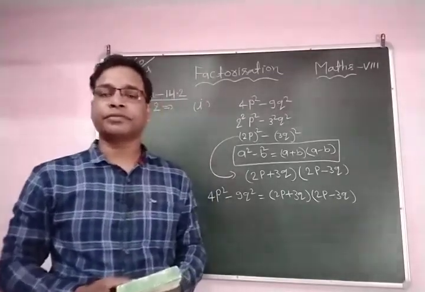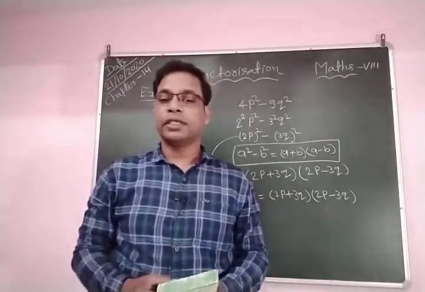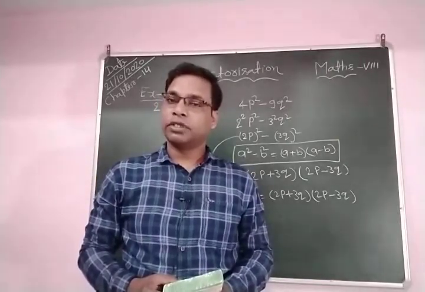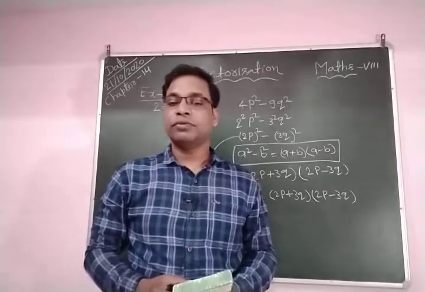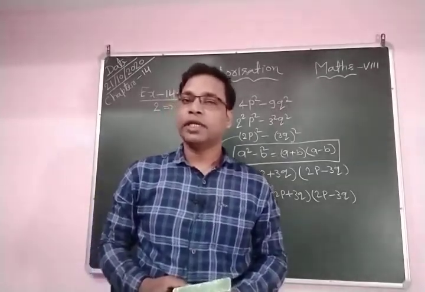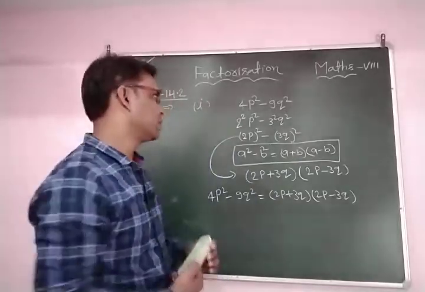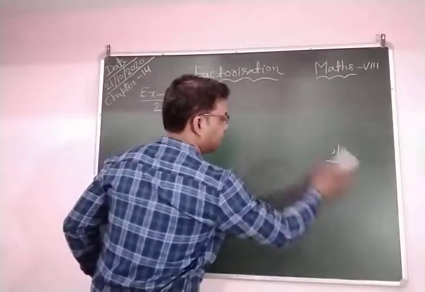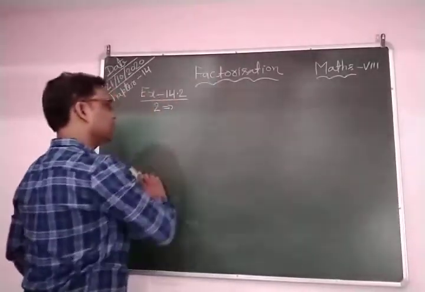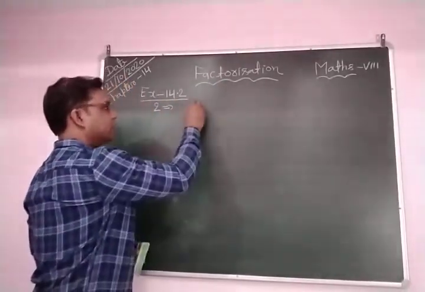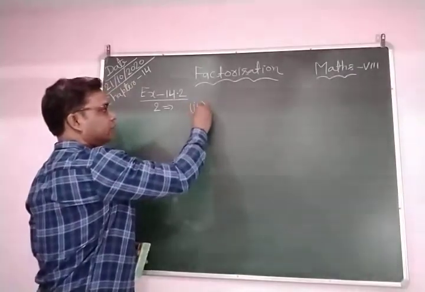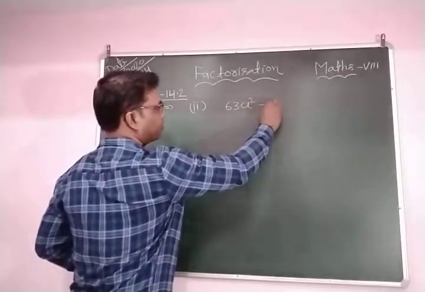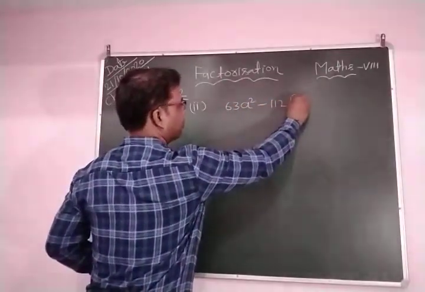Now we are going to discuss the second part of question number 2. What is the second part of question number 2? 63a square minus 112b square. Okay, so let's see how we can solve the second part of question number 2. First, let's see what it is: 63 a square minus 112 b square.